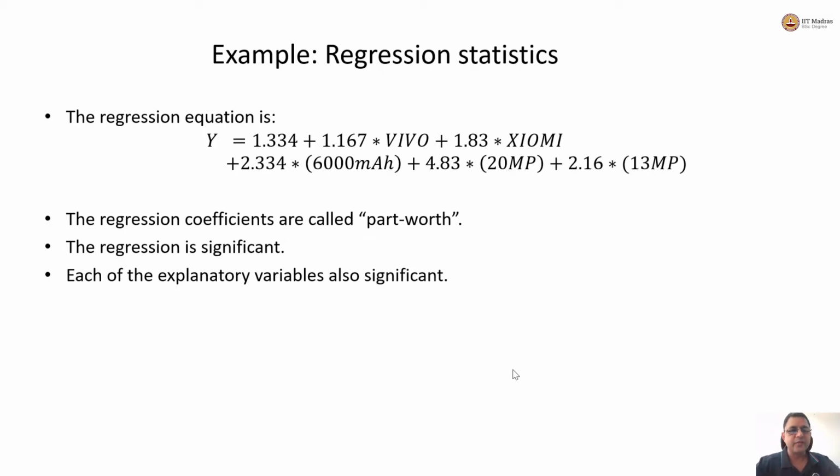Now let us focus on these regression coefficients. They are going to be called Partworths. So, interpreting this 1.166 and 4.83 and 2.16 and all this. Okay, let us do that. So what are Partworths? Partworths are essentially level utilities, right? What is the utility for that level of attribute? What is the utility for Samsung? Because Samsung is one of the levels in brands. What is the utility for Vivo as a brand? What is the utility for Xiaomi as a brand? What is the utility for 4500 mAh battery capacity, right?